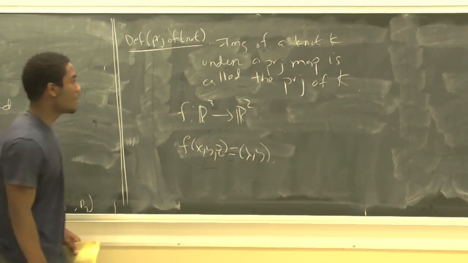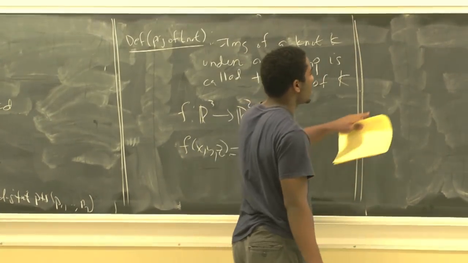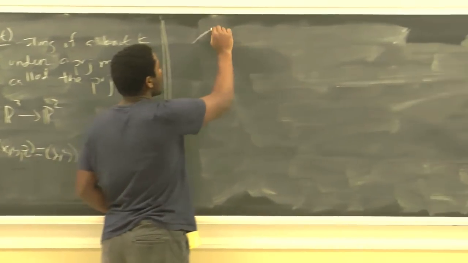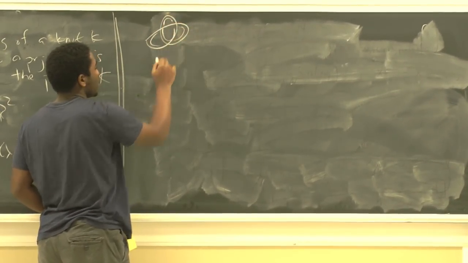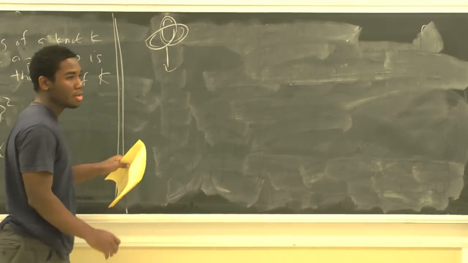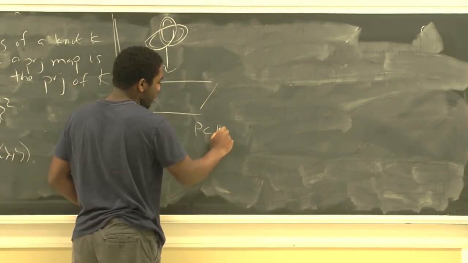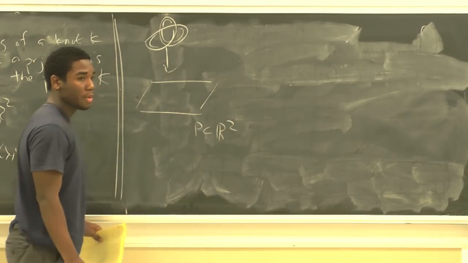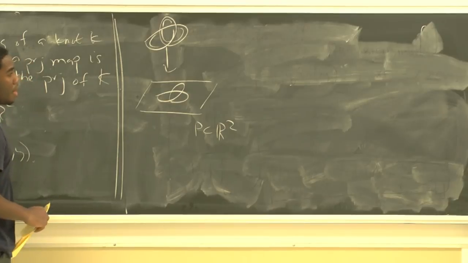Is that all? Okay. So how we're going to be looking at this is, we're going to be taking this orthogonal projection. So I'm going to have a knot that looks something like this with some thickness, and I'm going to be projecting it down into this plane that's going to be a subset of R2, right? So we're going to have something that looks like this, right?